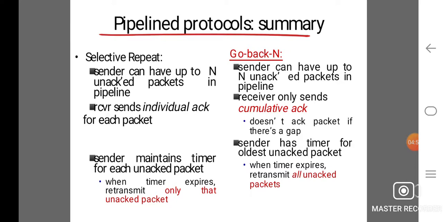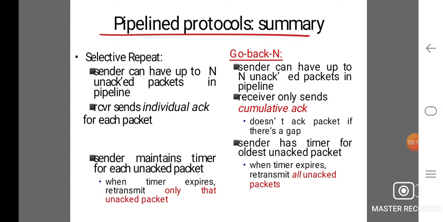Pipeline protocol summary. Selective repeat: the sender can have up to n unacknowledged packets in the pipeline. The receiver sends an individual acknowledgement for each packet. The sender maintains a timer for each unacknowledged packet. When the timer expires, retransmit only that unacknowledged packet.